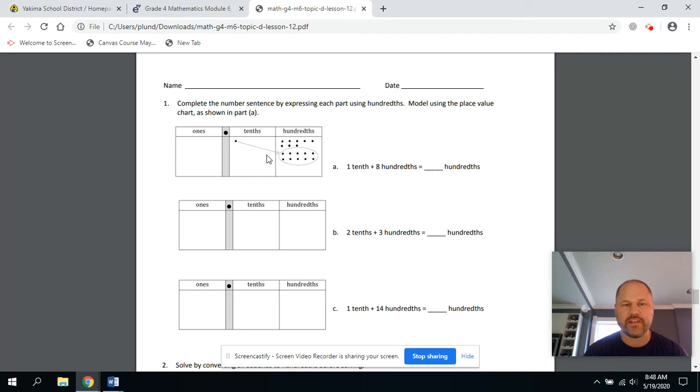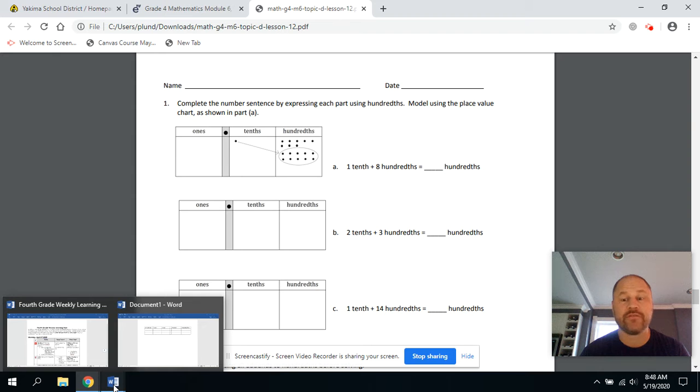And you'll notice that they unbundled this 1/10, moved it over to the hundredths place so that it became 10 hundredths, and now they could add them because we're adding the same units, right? We can't add tenths to hundredths, but we can add hundredths to hundredths. So this 1/10 is actually 10 hundredths. So now we have 18 hundredths. Okay. Let me show you what that looks like on a place value chart as well, on a different chart.